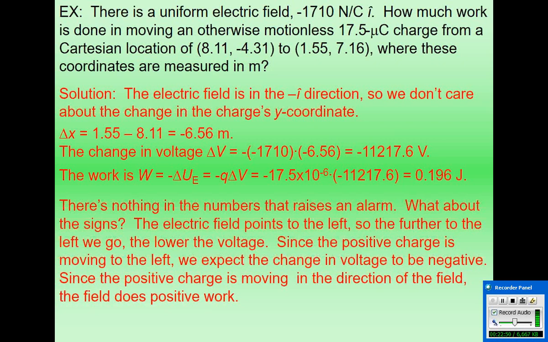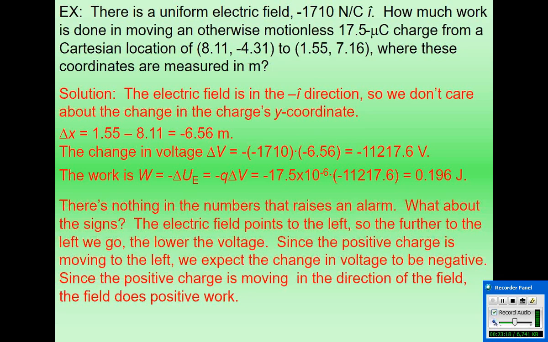We have a positive charge in an electric field. The electric field is pointing to the left. The positive charge moves to the left. So this positive charge is moving in the same direction as the electric field, just as a falling mass is moving in the direction of the gravitational field. Positive work will be done by the field on the object.